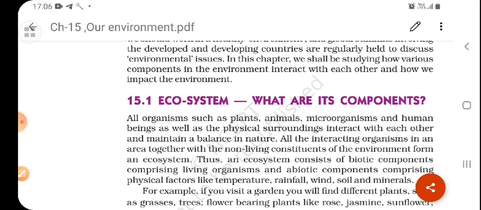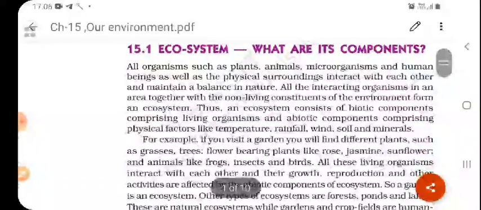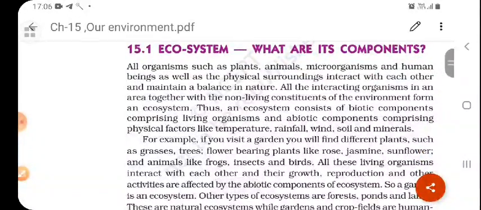And what are the biotic components? Those are the living components. The living components are producers, consumers, and decomposers. Producers are the green plants, consumers are the animals which eat the green plants, and also other animals. Decomposers consist of bacteria and fungi, etc.